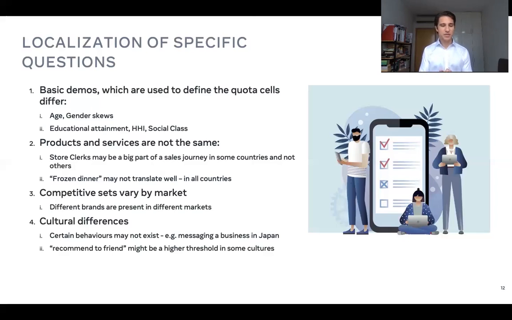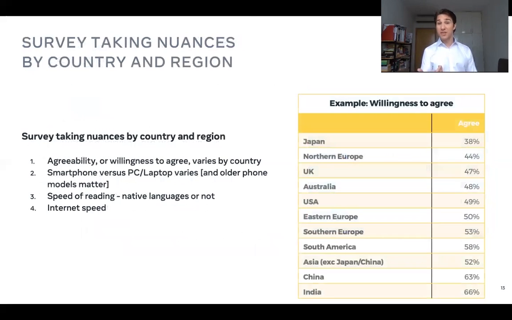And then there's cultural differences. So asking people to do certain things or what they think of things, or would they recommend this to a friend? It differs in different countries. So the thresholds may be higher, or people may just not want to do that behavior. There's also some survey taking nuances.